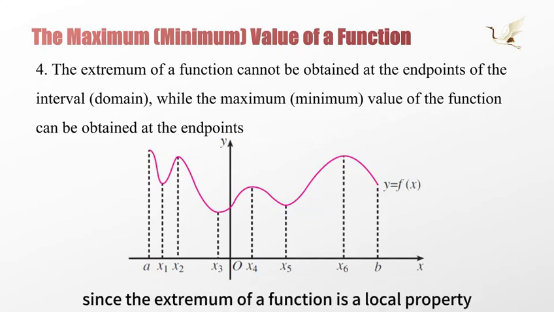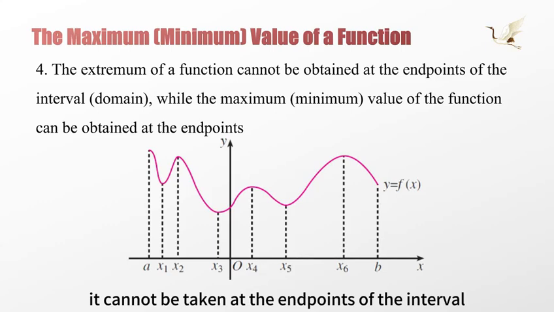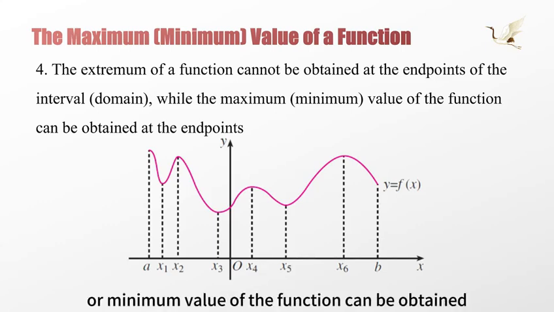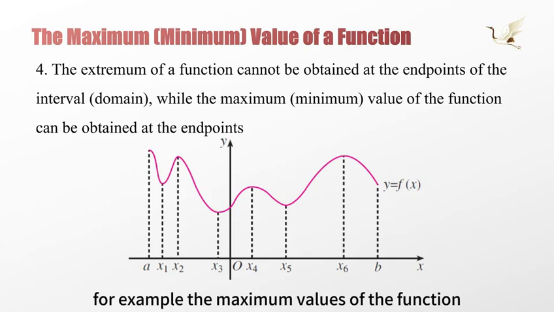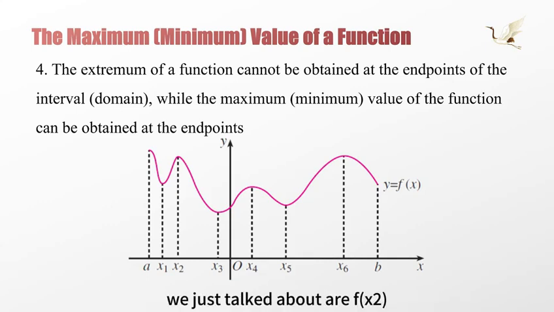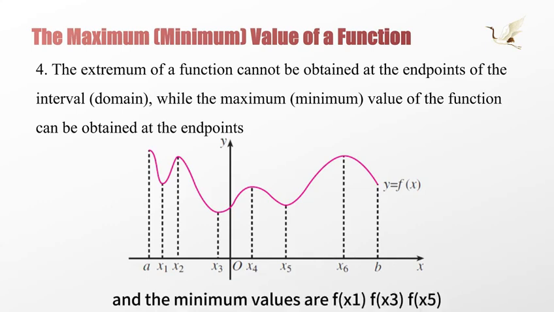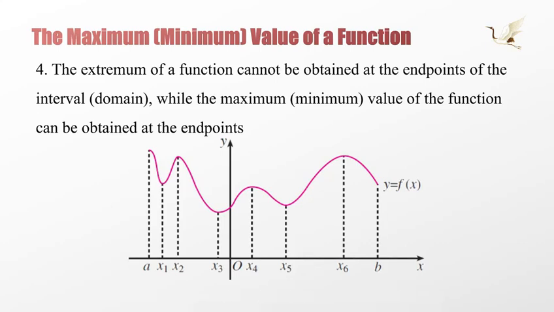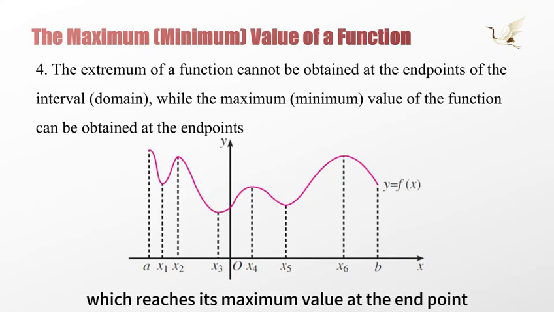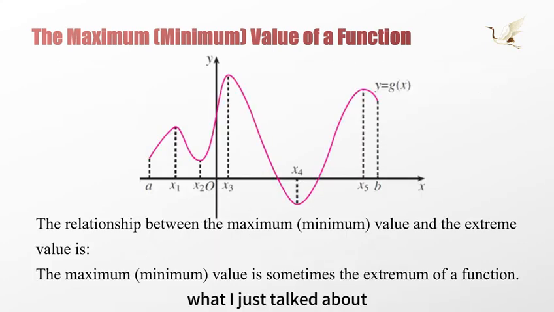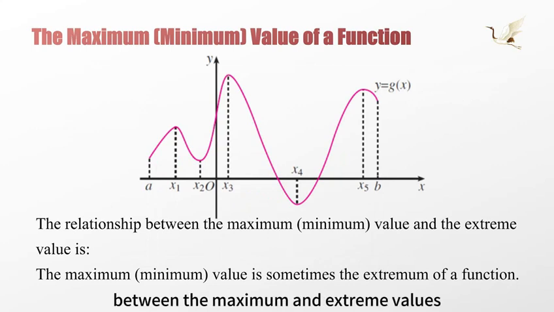Fourthly, since the extremum of a function is a local property, it cannot be taken at the endpoints of the interval. The maximum or minimum value of the function can be obtained at the endpoint. For example, the extreme maxima of the function we just talked about are f(x2), f(x4), f(x6), and the extreme minima are f(x1), f(x3), f(x5). They are not obtained at the endpoints, while the maximum value of the function is f(a), which reaches its maximum at the endpoint. What I just talked about is the difference between the maximum and extreme values.